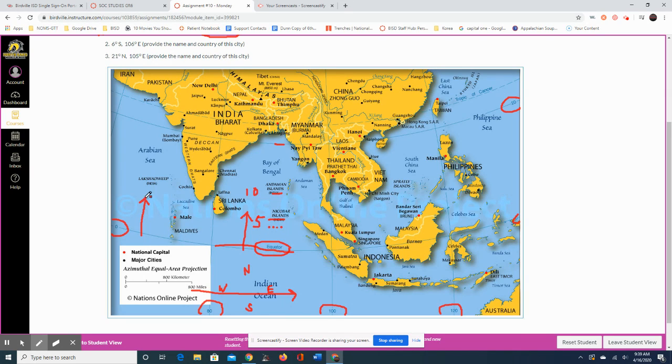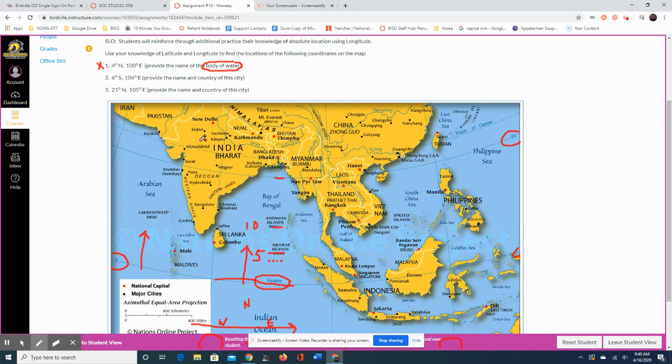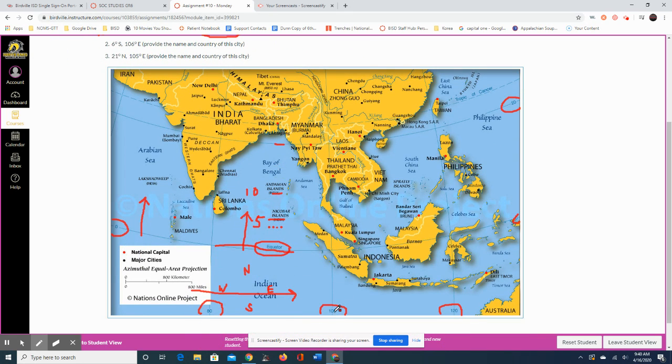So I'm going to draw a line this way. Now, how's my line going to match up? Well, I'm looking for 100 degrees east, and we're lucky there because we actually have that exact number right here. So if I go 100 degrees east and draw this line straight up, I'm going to stop about here, about 4. X marks the spot. What is this? Well, it's right in the middle of a body of water.